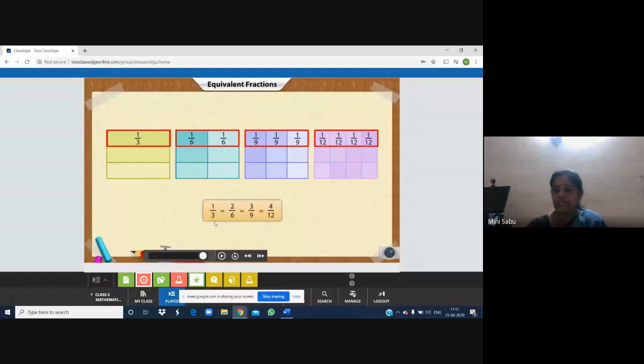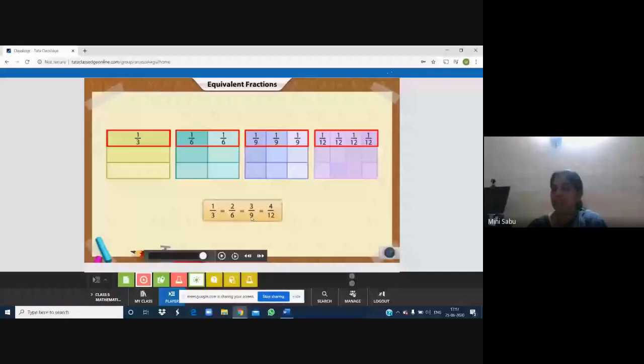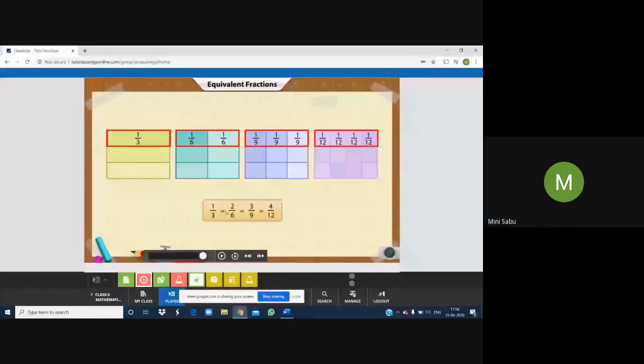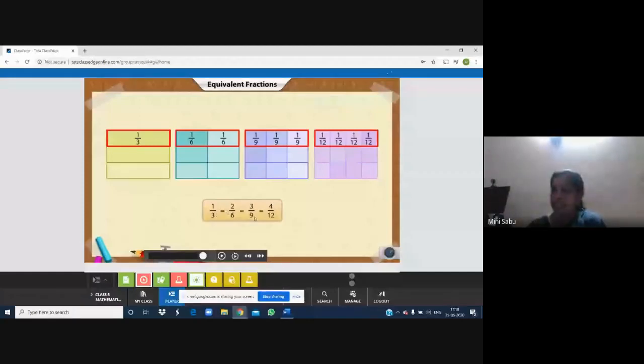3 1s are 3, 3 2s are 6, 3 3s are 9, 3 4s are 12. So we can say 1 by 3 and 2 by 6 are equivalent fractions. 1 by 3 and 3 by 9 are equivalent fractions. 1 by 3 and 4 by 12 are equivalent fractions. 2 by 6 and 4 by 12 are equivalent fractions. And all these are equivalent fractions.